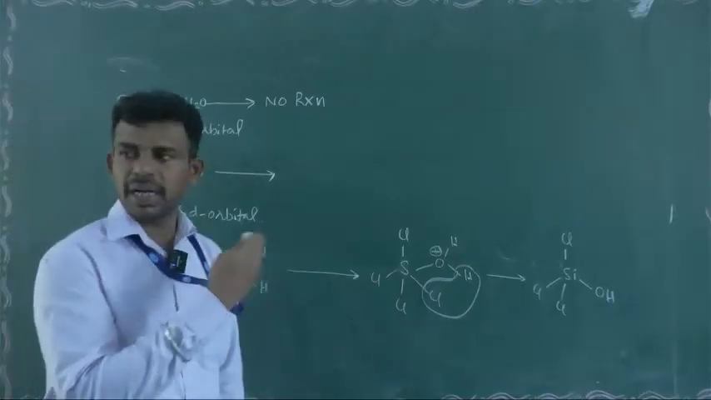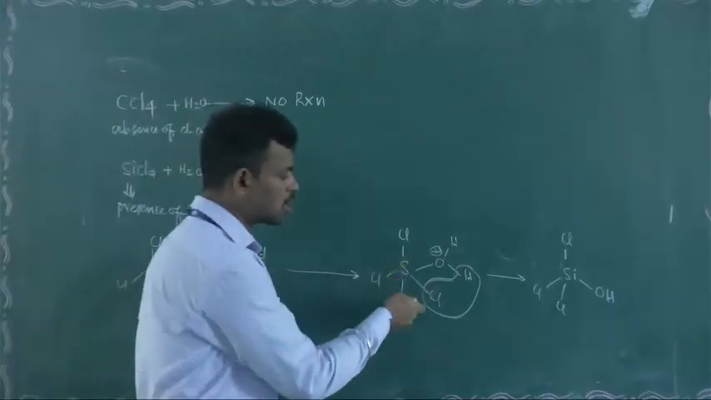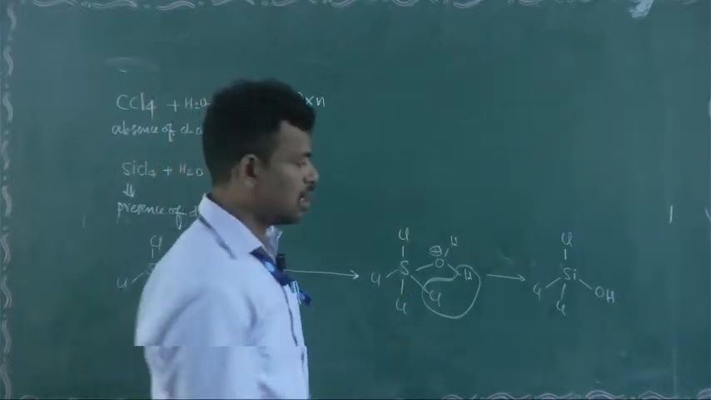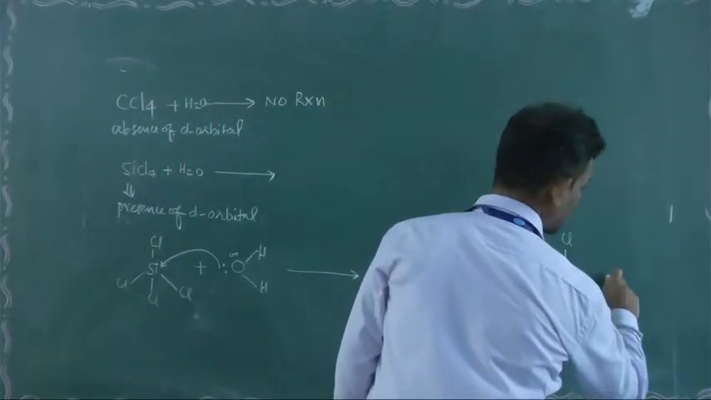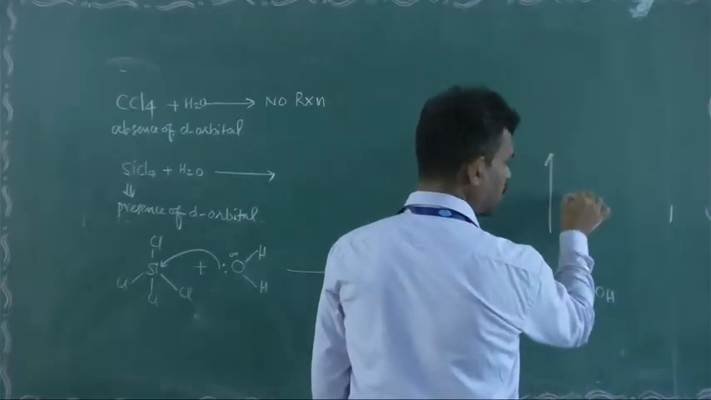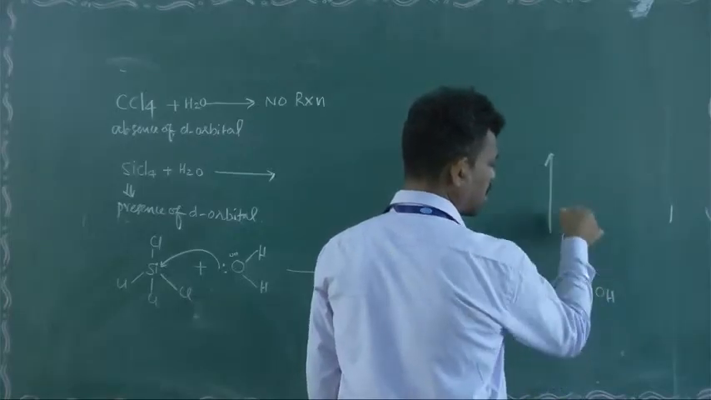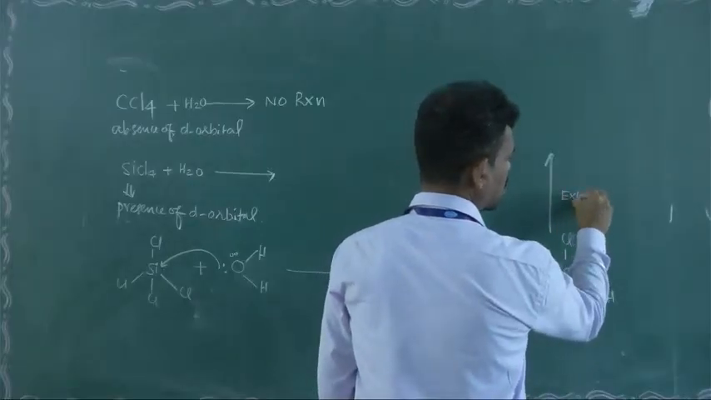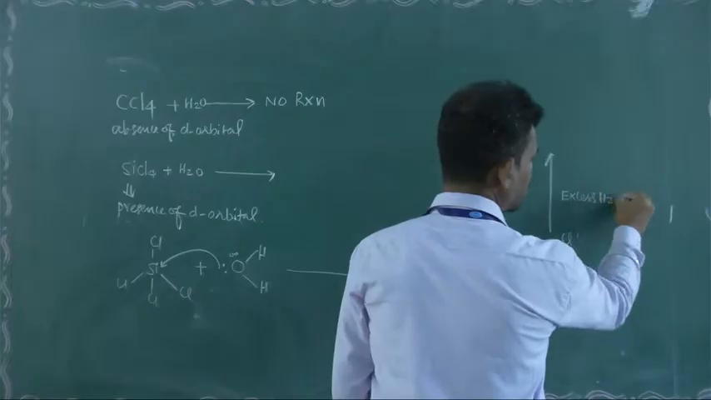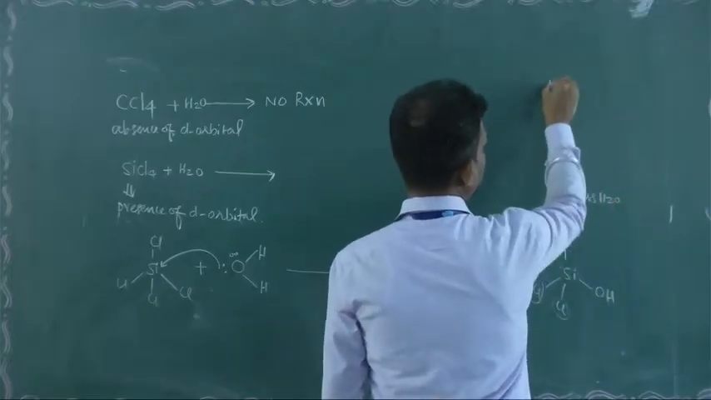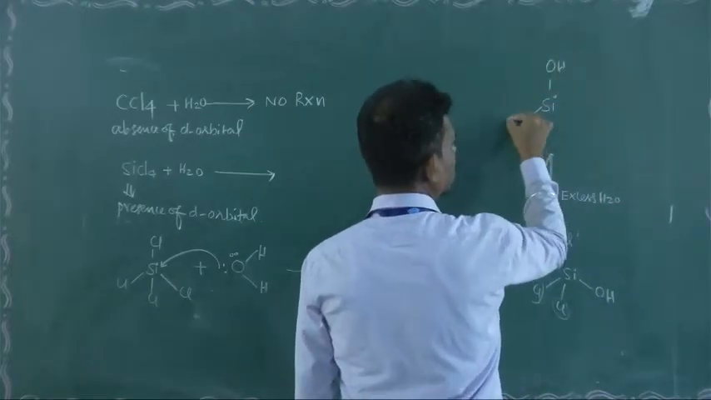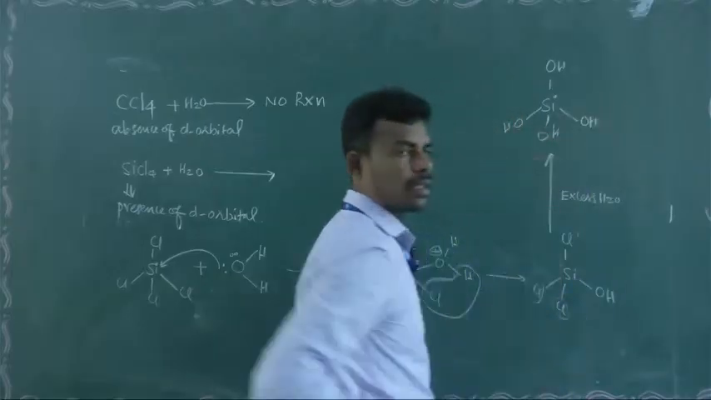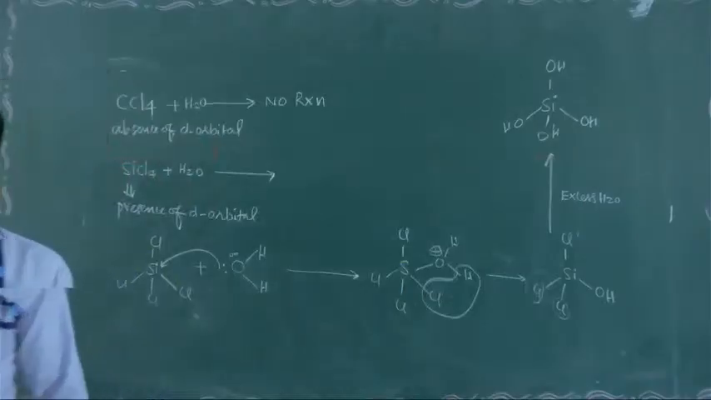Similarly, can we keep adding more water molecules? Yes, all the Cl are replaced by water molecules. Next, you treat with another water molecule, and this Cl goes out. So suppose you take excess water, all the Cl will be replaced and this will become OH, OH, OH and OH. Is it clear? So this is called the hydrolysis product.